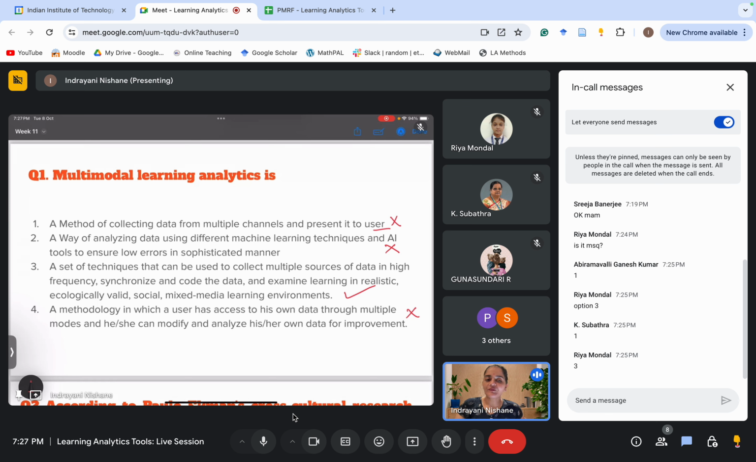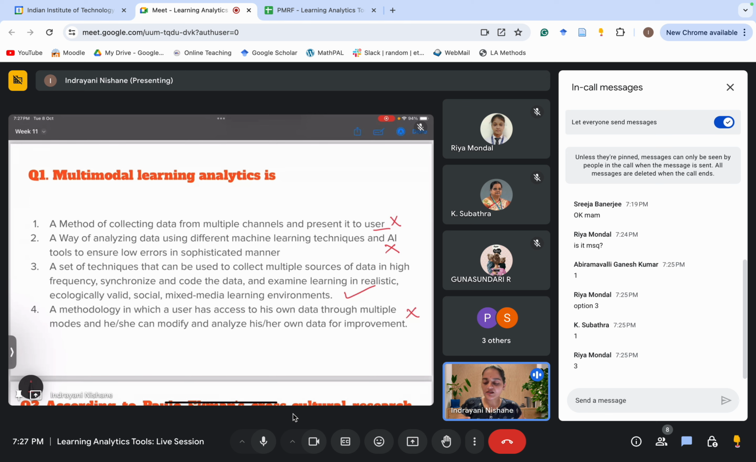We saw how using more than one source of data to understand the learning processes is multimodal. So this statement is also fitting with what we have seen till now. Next, we are collecting multiple sources of data in high frequency, synchronize and code that data. High frequency means we are collecting that data in real time, every second, in a continuous manner.